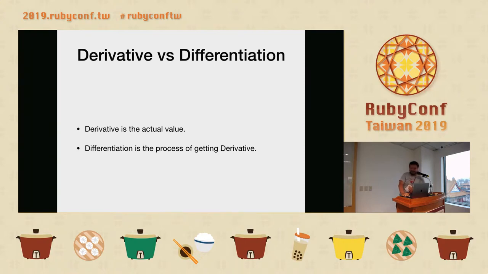There are two words I pretty much confuse all the time, but I have to make it clearer here. One is derivative, another is differentiation. The derivative is the actual value we get, the slope value, and differentiation is the process of getting that value, getting the derivative. These two have different meanings, but I might use them interchangeably in the talk, which is not correct, but I'm not a 100% native English speaker. I try to be correct if possible, but if not, just ignore it and treat them interchangeably.